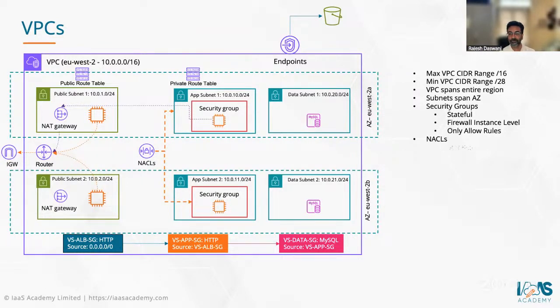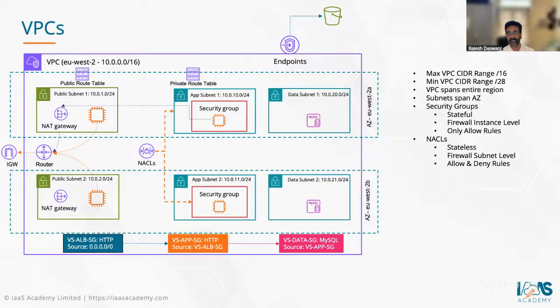Network access control lists are stateless, which means you've got to create the inbound rule and its necessary corresponding outbound rule as well. Okay, so if you're allowing inbound port 80 from the internet, you need to ensure that the outbound port 80 to the internet is also permitted. In fact, you need to ensure that the outbound ephemeral ports, the higher level ports, are permitted out to the internet. They're firewalls at the subnet level, so they protect the entire subnet.